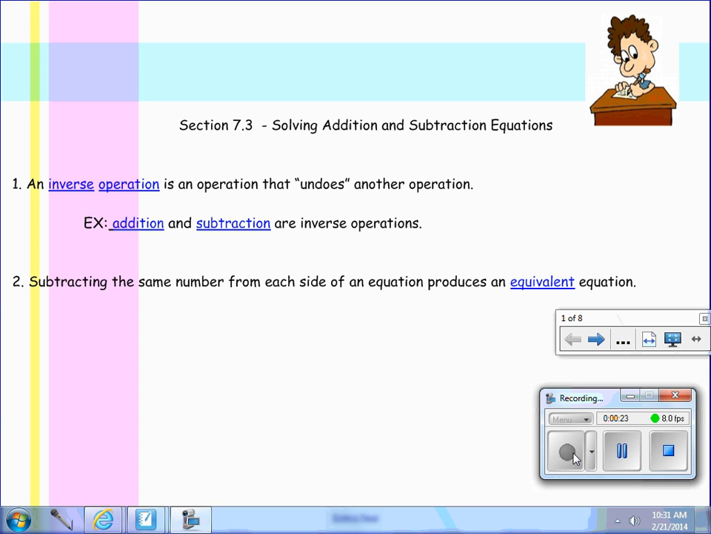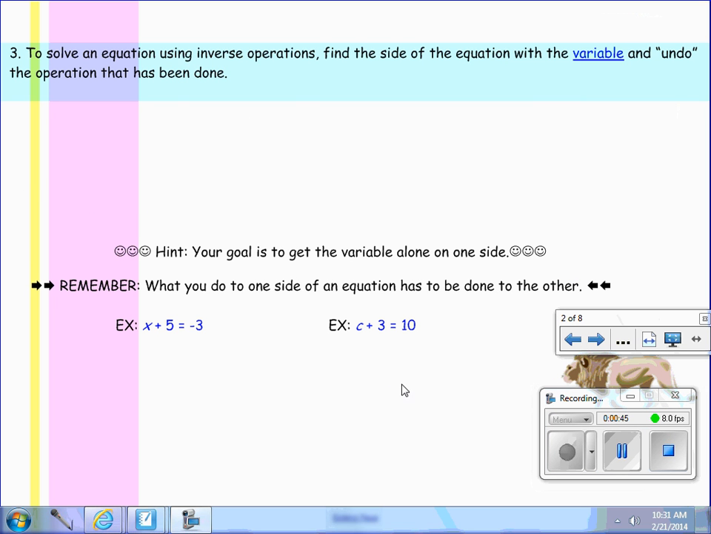Number 2, subtracting the same number from each side of an equation produces an equivalent equation. So these two are going to be very important in this lesson of solving addition and subtraction equations. So to solve an equation using inverse operation, you find the side of the equation with the variable and undo the operation that has been done.